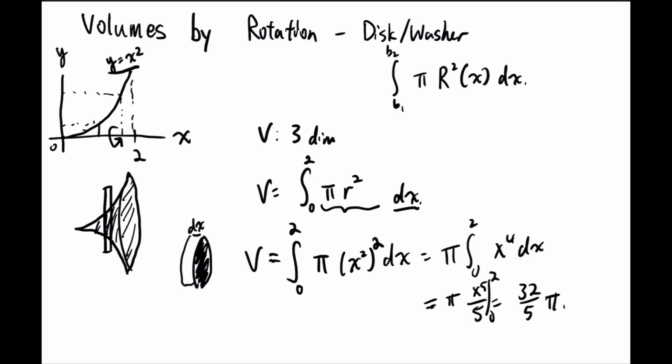So that would be the overall volume. Now, one question that arises is, what variable should you integrate with respect to? In this case, we integrated with respect to dx, because that is the axis that we rotated around. But in general, the direction you want to integrate with disk and washer is along the axis of rotation. So in this case, your direction was along the x-axis, and your axis of rotation is also along the x-axis, so you integrate with respect to x.